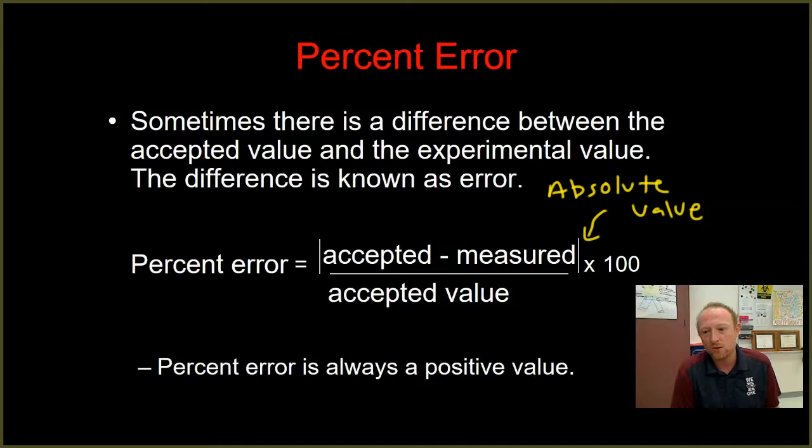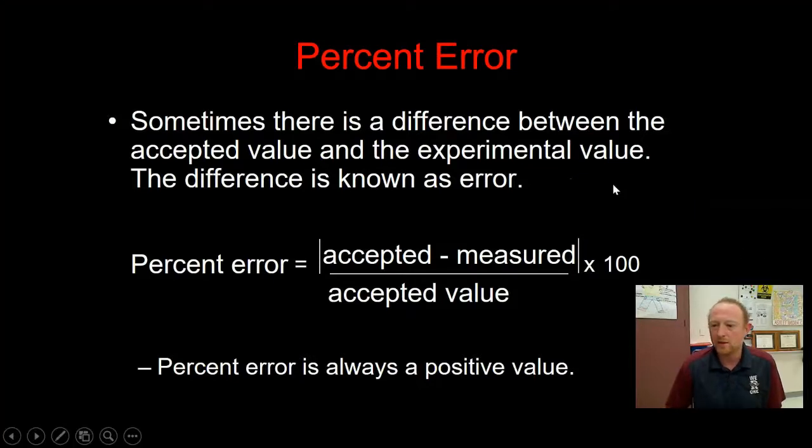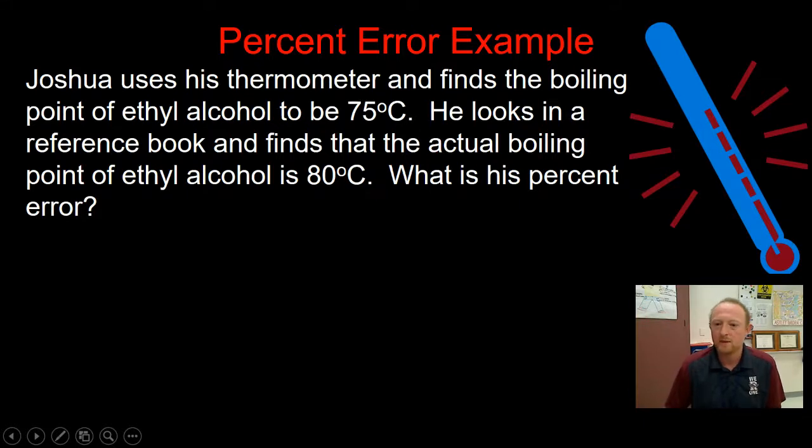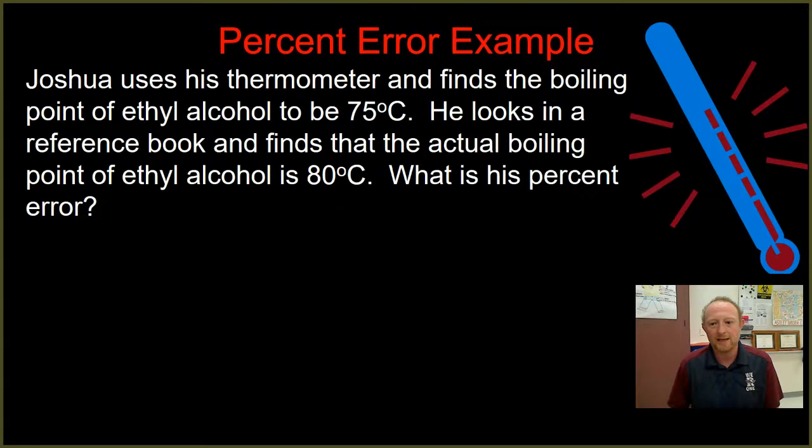So let's do an example problem. And we're going to talk about Josh and a thermometer. It says here that Josh uses his thermometer and finds the boiling point of ethyl alcohol to be 75 degrees Celsius. He looks in a reference book and finds that the actual boiling point is 80 degrees Celsius. What is his percent error?